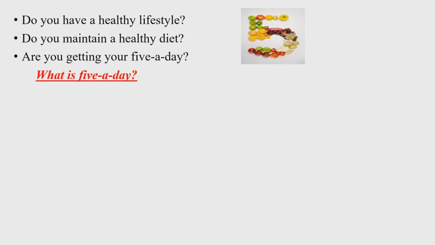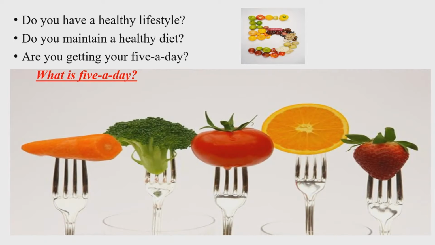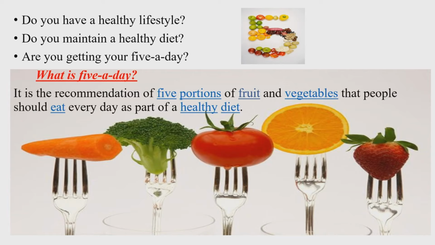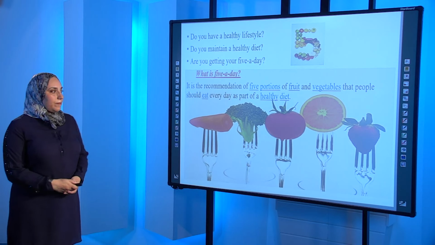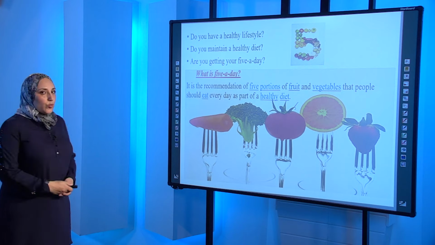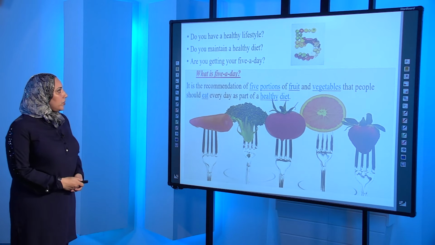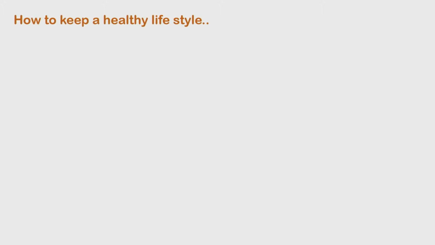First, what's 5 a day? Can you guess with the help of the picture the meaning? Yes, you got it. It is the recommendation of 5 portions of fruit and vegetables that people should eat every day as part of a healthy diet. And your friends prepared for you some tips to help you keep a healthy lifestyle.